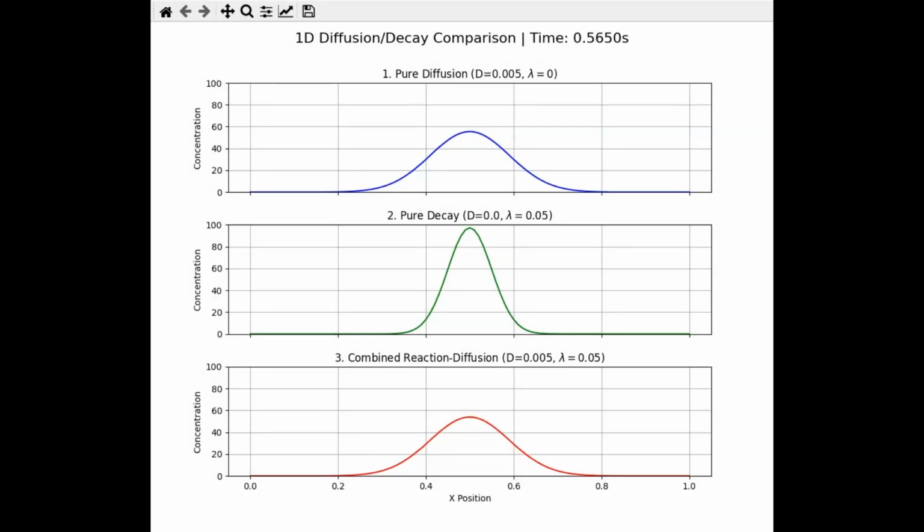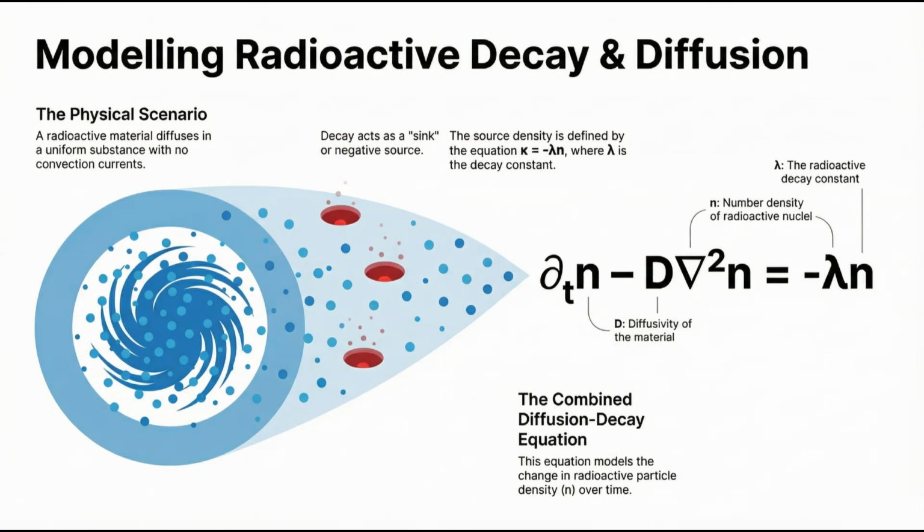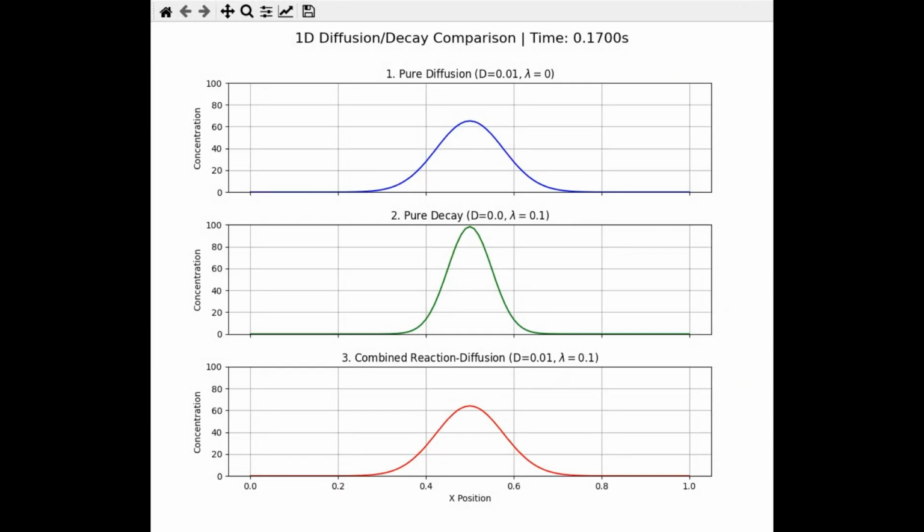Second, you've got two key players controlling everything, diffusivity and the decay rate. And they do totally different things. Diffusivity is all about spatial spread. It makes the material spread out and flatten, but, and this is key, it doesn't destroy any of it. The decay rate, on the other hand, is all about the lifespan. It's basically a mass-destroying machine that makes the whole concentration shrink and vanish over time.